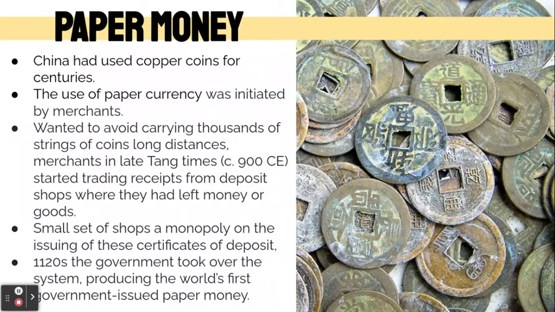Over time, they transitioned to using coins, but also using paper money because it was easier to carry. You can see here the Tang dynasty right before the Song started trading receipts from deposit shops where they had left money or goods. And so they started making these systems to be able to use paper currency rather than only using coins, which was really helpful when you're traveling long distances to trade.